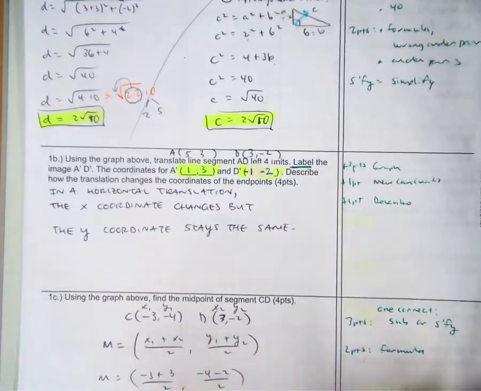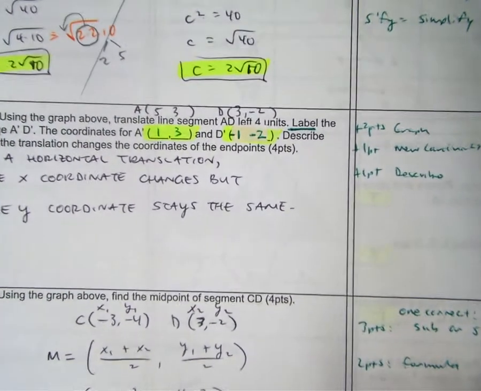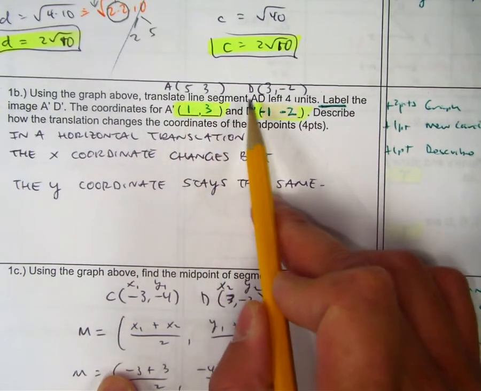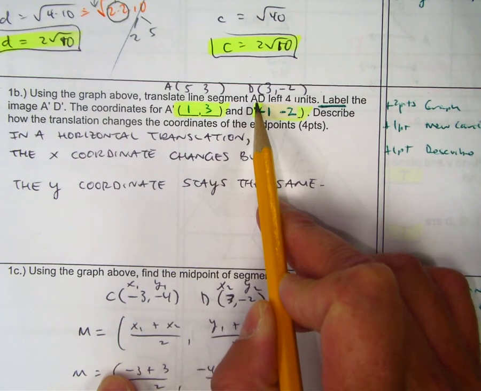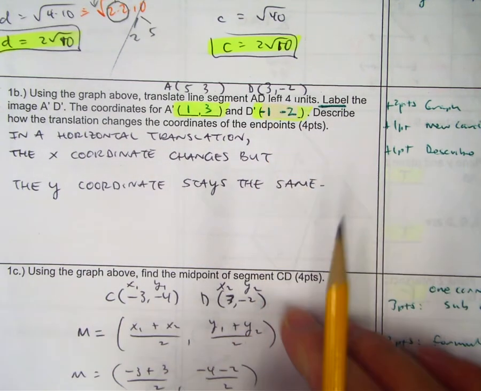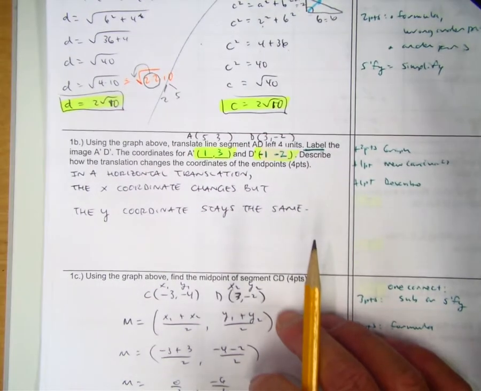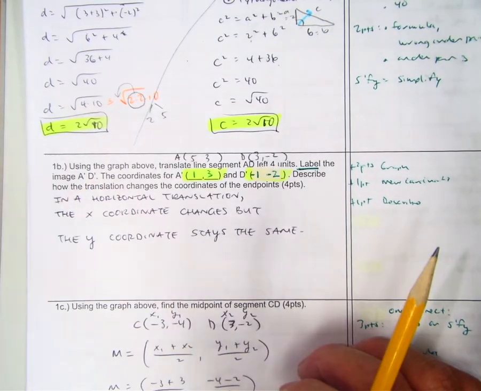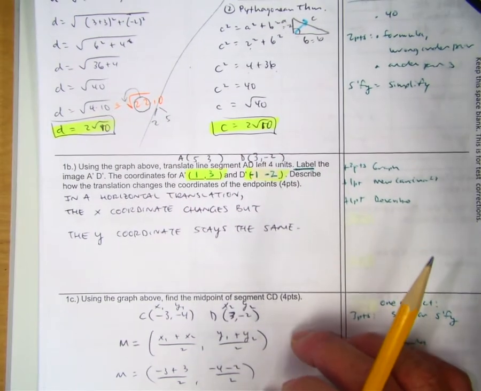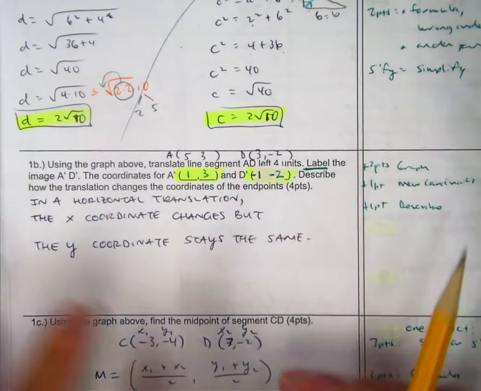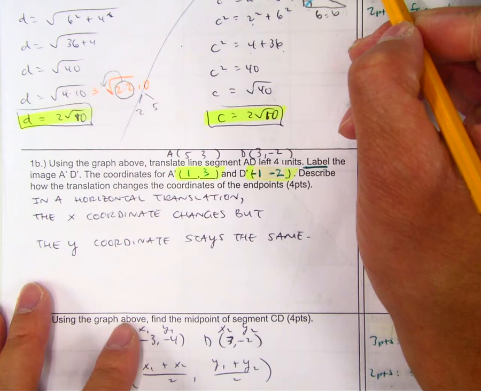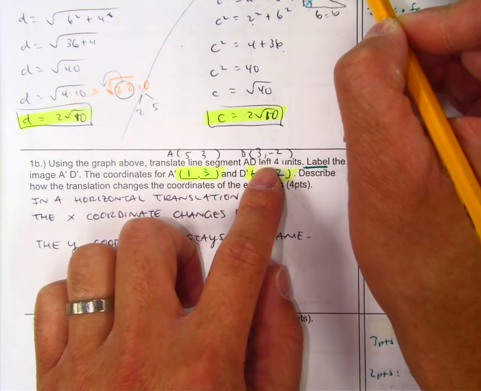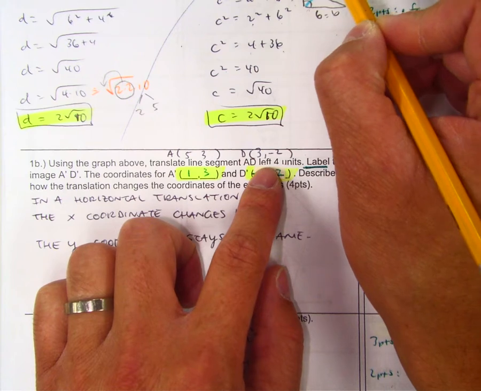Question 1b. Using the graph above, translate the line segment AD left 4 units. Okay, so let's go ahead and do that. Afterwards, it tells us to label the image A prime, D prime. So I'm going to go up there, find A and D. So here's A, and I need to go left 4 times. 1, 2, 3, 4. There it is.